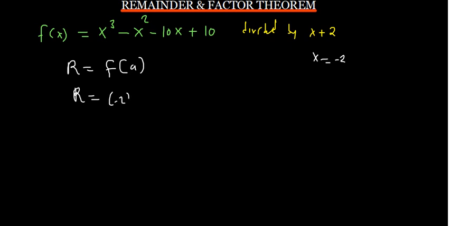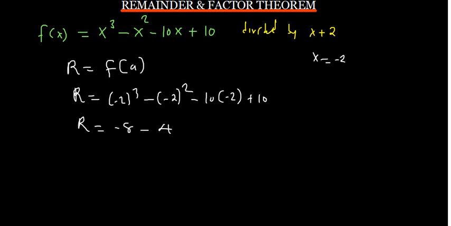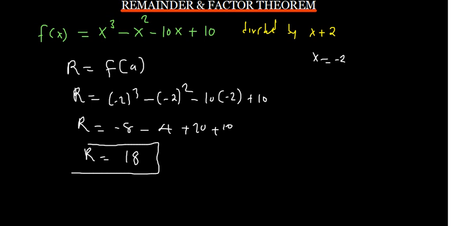So that will be negative 2 to the power 3 minus negative 2 to the power 2 minus 10 times negative 2 plus 10. So this will give you the remainder being negative 2 to the power 3, that will be negative 8, minus negative 2 squared is a 4, negative 10 times negative 2 is a positive 20, and then plus a 10. So the remainder is going to be negative 8 minus 4, that's negative 12, right? Then 20 plus 10 is a 30. What is negative 12 plus 30? 18. So you can still confirm the remainder is 18.